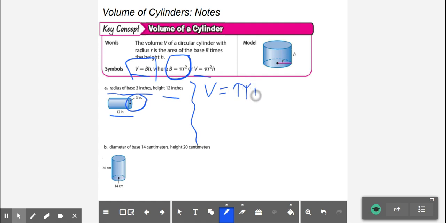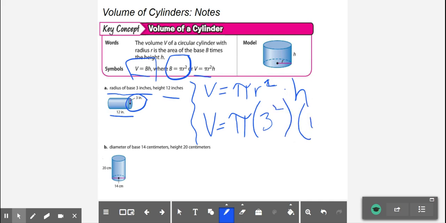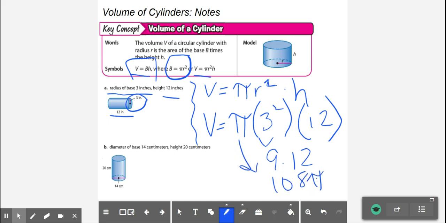So pi r squared is our formula for area of a circle, and we'll multiply that by the height to find volume. Now I'm going to leave the pi at first. I'm not going to do anything with it yet, because radius squared times height is math I can do mentally. 3 squared is 3 times 3, 9, times 12 is 108. So my answer is going to be 108 times pi.